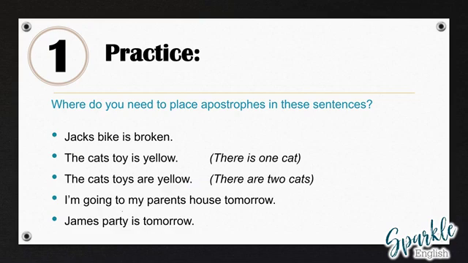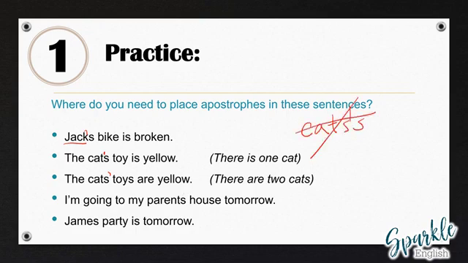So the first one we're going to do is Jack's bike is broken. We're going to put the apostrophe between the K and the S because Jack, a singular noun, doesn't end in S. The cat's toy is yellow. Now there's one cat. It's singular, so we're going to put the apostrophe between the T and the S. And the last one, the cats' toys are yellow. We're going to put the apostrophe at the end because there's more than one cat. We cannot say the cat's.